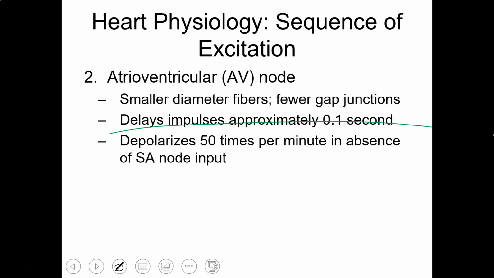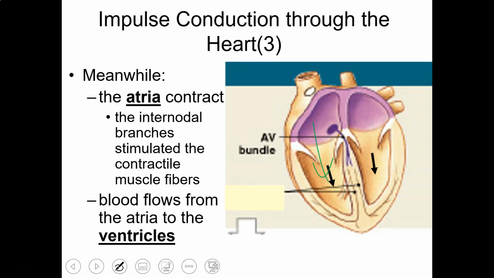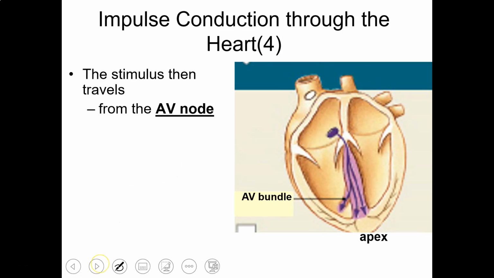Take that SA node out, and the AV node becomes the pacemaker. And it only depolarizes about 50 times a minute. We can call this a junctional rhythm. Junctional rhythm is when the AV node takes over as the pacemaker. It's a little slow. So the atria contract, down. That delay at the AV node is there to give time for the blood to move.